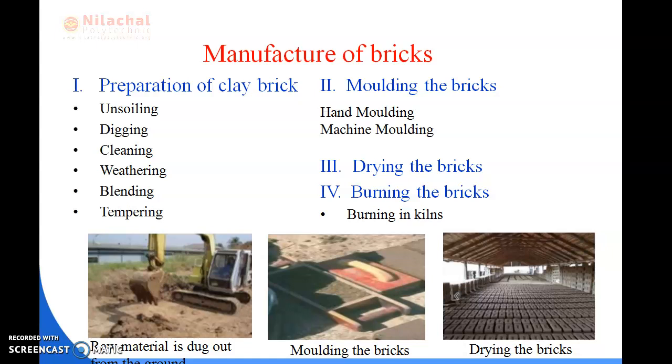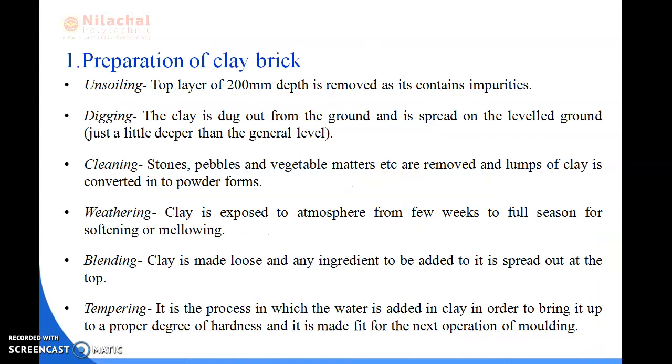So first we will read about the preparation of clay. In the preparation of clay there are 6 processes. First is unsoiling. What does unsoiling mean? If you have seen soil, it contains stones, pebbles and vegetable materials. In unsoiling, the top layer of 200 mm depth is removed as it contains impurities. What does it mean?